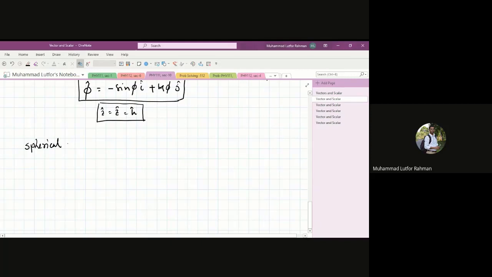Spherical polar coordinate or spherical coordinate is the same. Spherical polar coordinate.